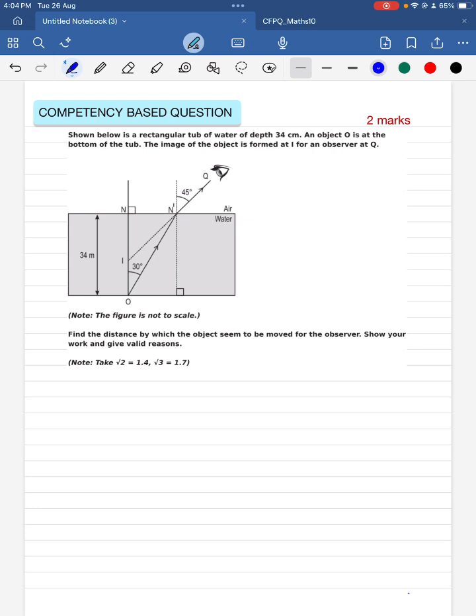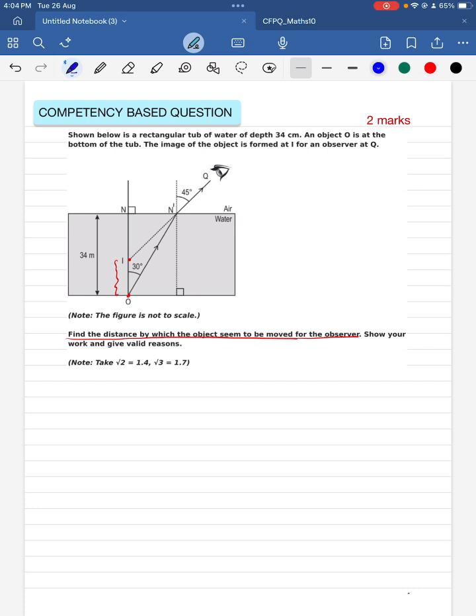Now, you can see from the figure that the object is kept here, whereas the image is formed at this point I. So, you have to find the distance by which the object seemed to be moved for the observer, which means you have to find the length of IO. Okay, so let's find out how to do the question.